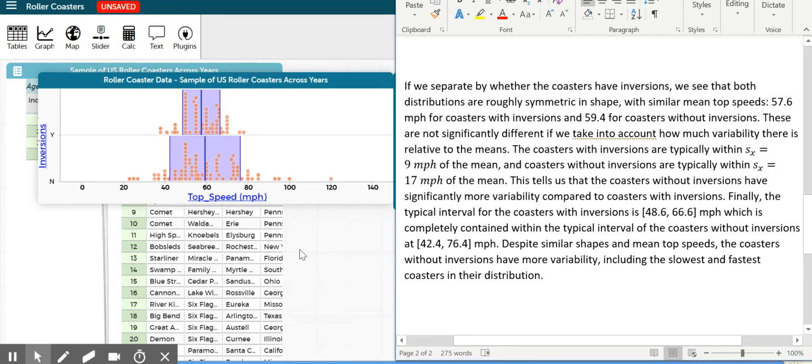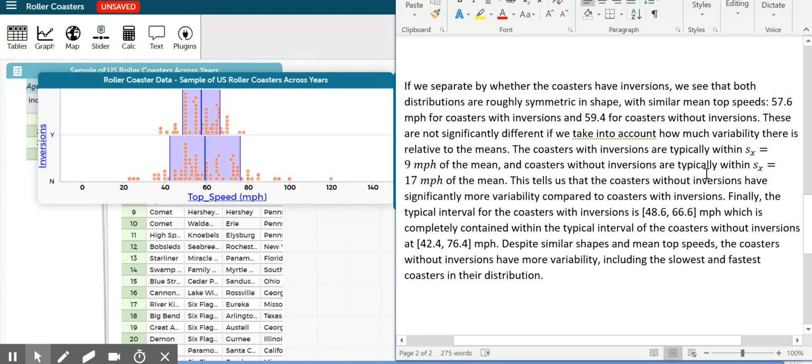By the way, that makes sense in context if you think about it. If your roller coaster doesn't have inversions, it can go slow or it can go really fast. But if your roller coaster does have inversions, it can't go that slow because that would be dangerous to do an inversion going too slow. And it can't go that fast because if you're doing an inversion going too fast, it'll probably make the passenger sick. So it makes sense from an engineering perspective why this group has more consistency, less variability. Okay, anyway, where was I?